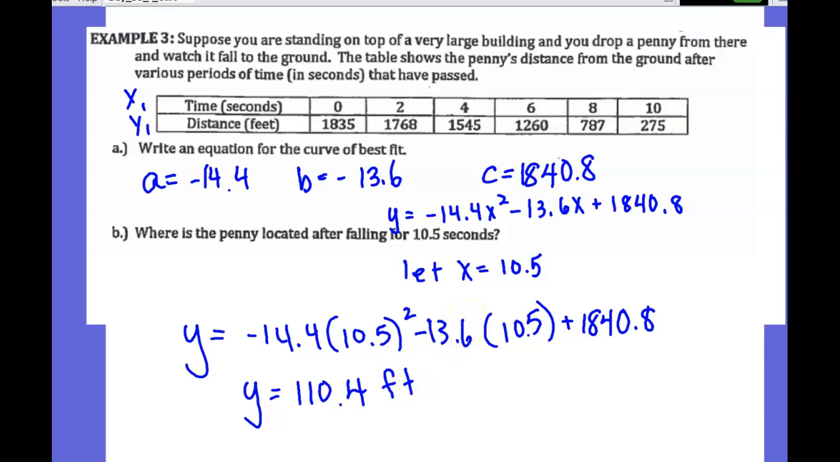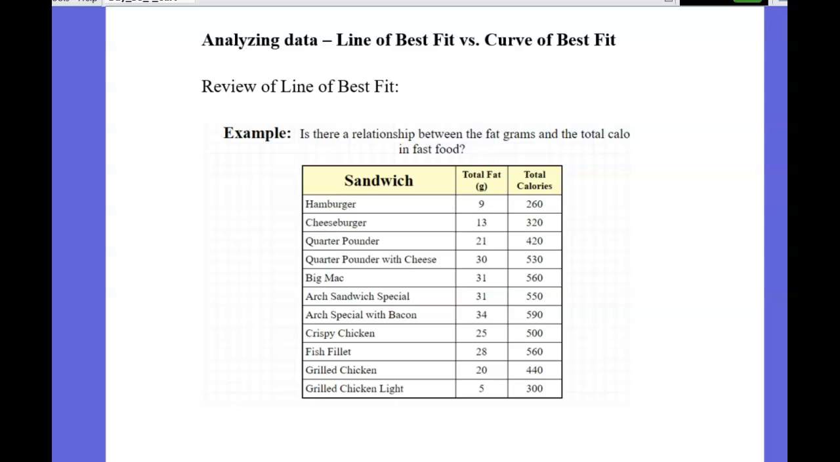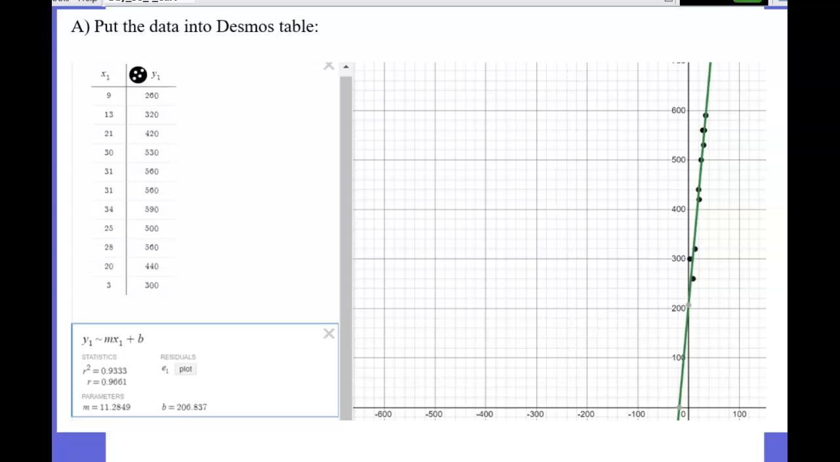This is a little bit different than a line of best fit that we did earlier in the year. Just as a quick review of the line of best fit, we add this in Desmos the same way, with a plus table. Make sure this is your x1 and this is your y1. Your input is the total number of fat, and then you get your total calories output. When you put those values in, you're going to get the line of best fit right here.